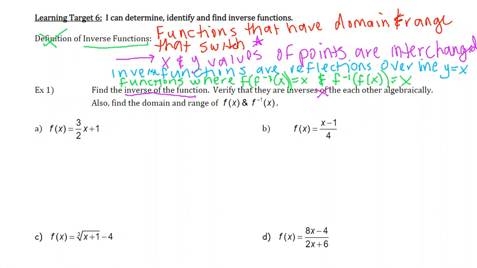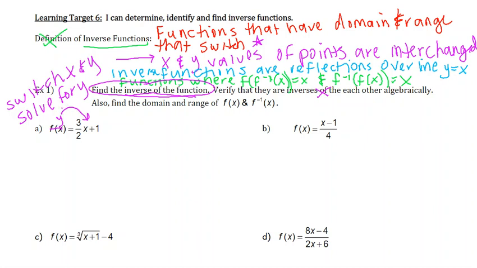All right, so how do you find an inverse? Basically what you do to find an inverse is you switch x and y, and then you solve for y. And this again is review. So one thing I want you to know is whenever you have an f of x, that means the same thing as y. So I am going to switch the x and the y. So I'm going to make this x equals 3/2 y plus 1. I am going to solve for y now.